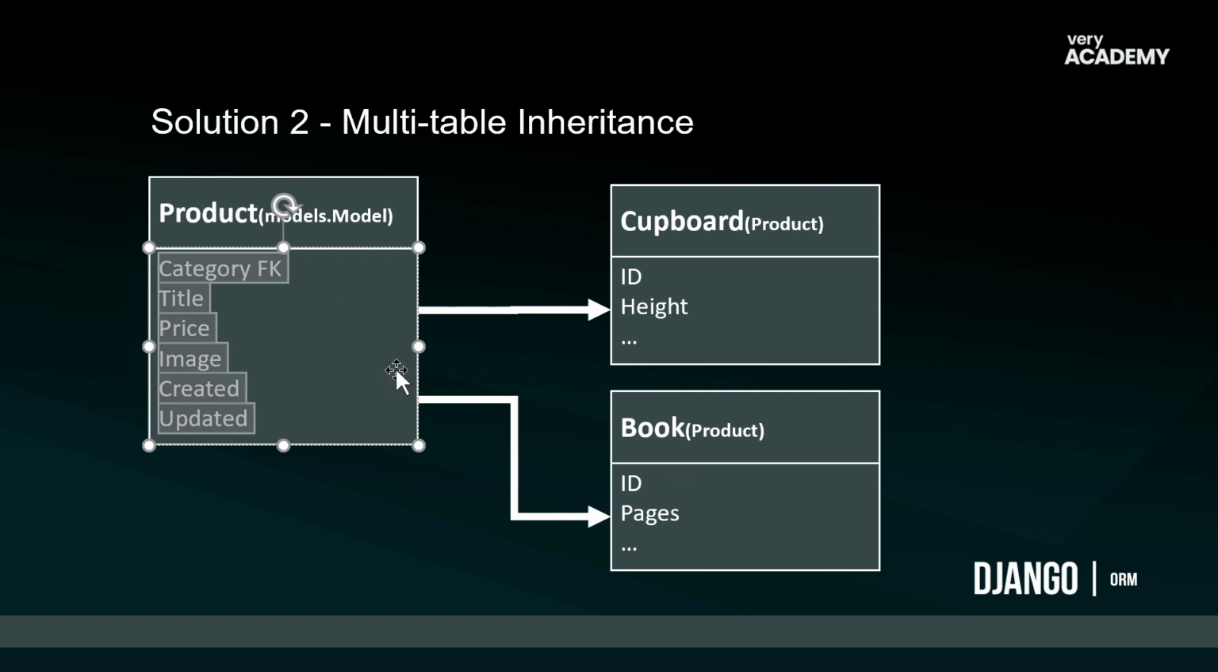So that's the key difference here between multi-table inheritance and an abstract model. Just to confirm, this product table isn't created. What happens is we're inheriting these fields from this parent, and this is all being copied or duplicated over to these new tables here, the cupboard and the book. So let's have a look at this.